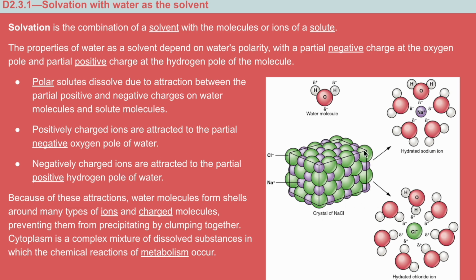Here you can see our salt crystal, NaCl. The Na sodium is a positively charged ion, and so when you add salt to water, it's going to dissolve because we're going to have all of these partial negative oxygens attracted to the positive sodium ion, and then vice versa, all these partial positive hydrogens attracted to the negative chloride ion.